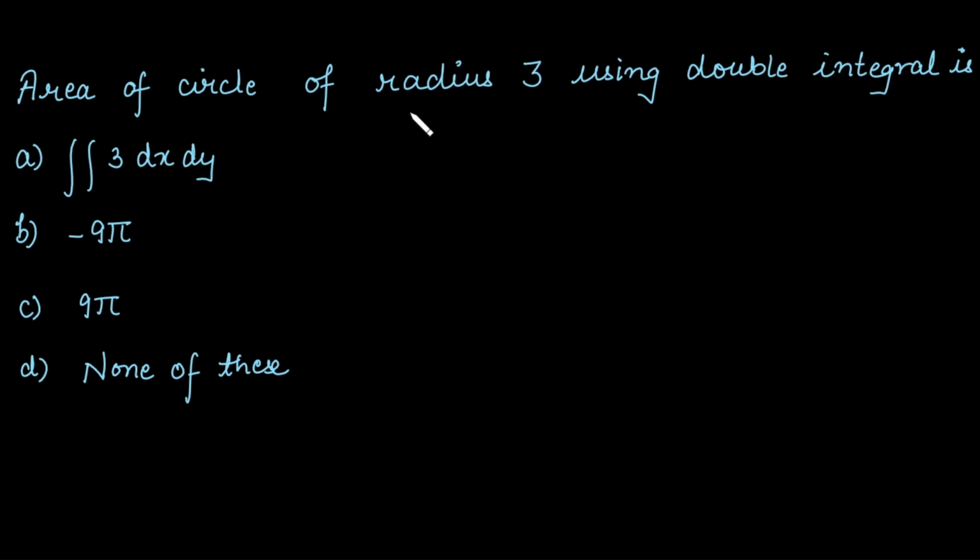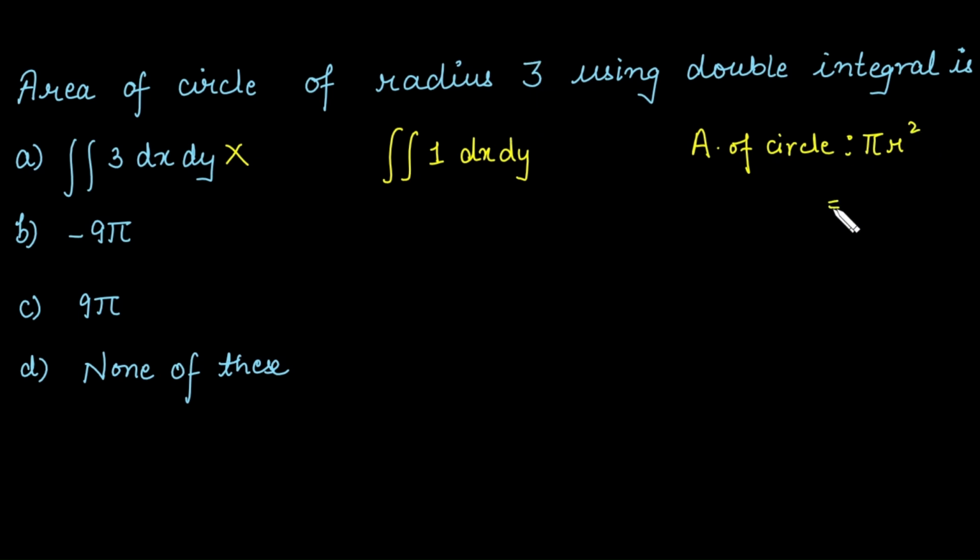Next question is area of the circle of the radius 3 using double integral. Now, how to evaluate area by using double integration? That is, double integration of function 1 dx dy. So it means clearly A option is incorrect. Then, what is the area of a circle? Area of a circle is pi r square. What is r? 3. So this is 9 pi. Is that available? Yes.